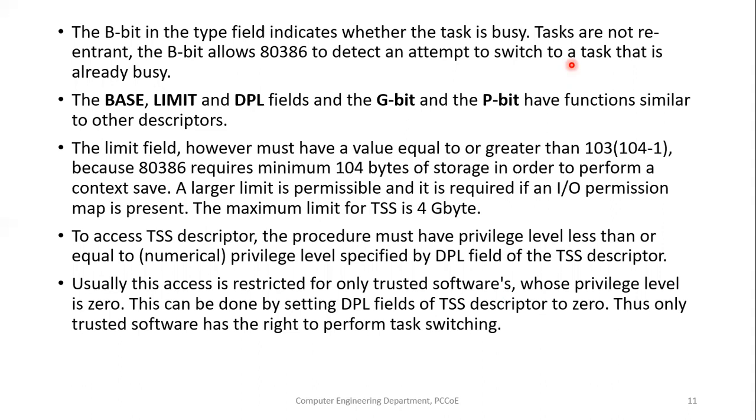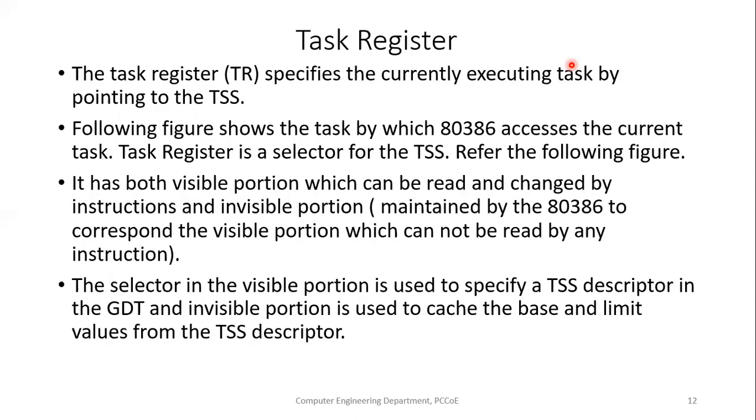The next point, usually this access is restricted to only the trusted softwares. Why? Because their privilege level is 0. So this can be done by setting the DPL field of the TSS descriptor to 0. So only the trusted softwares have the right to perform the task switching. The softwares that are trusted, that don't have any malfunctions, are trusted softwares. So they have the right to perform the task switching, because task switching is a very important topic or task.